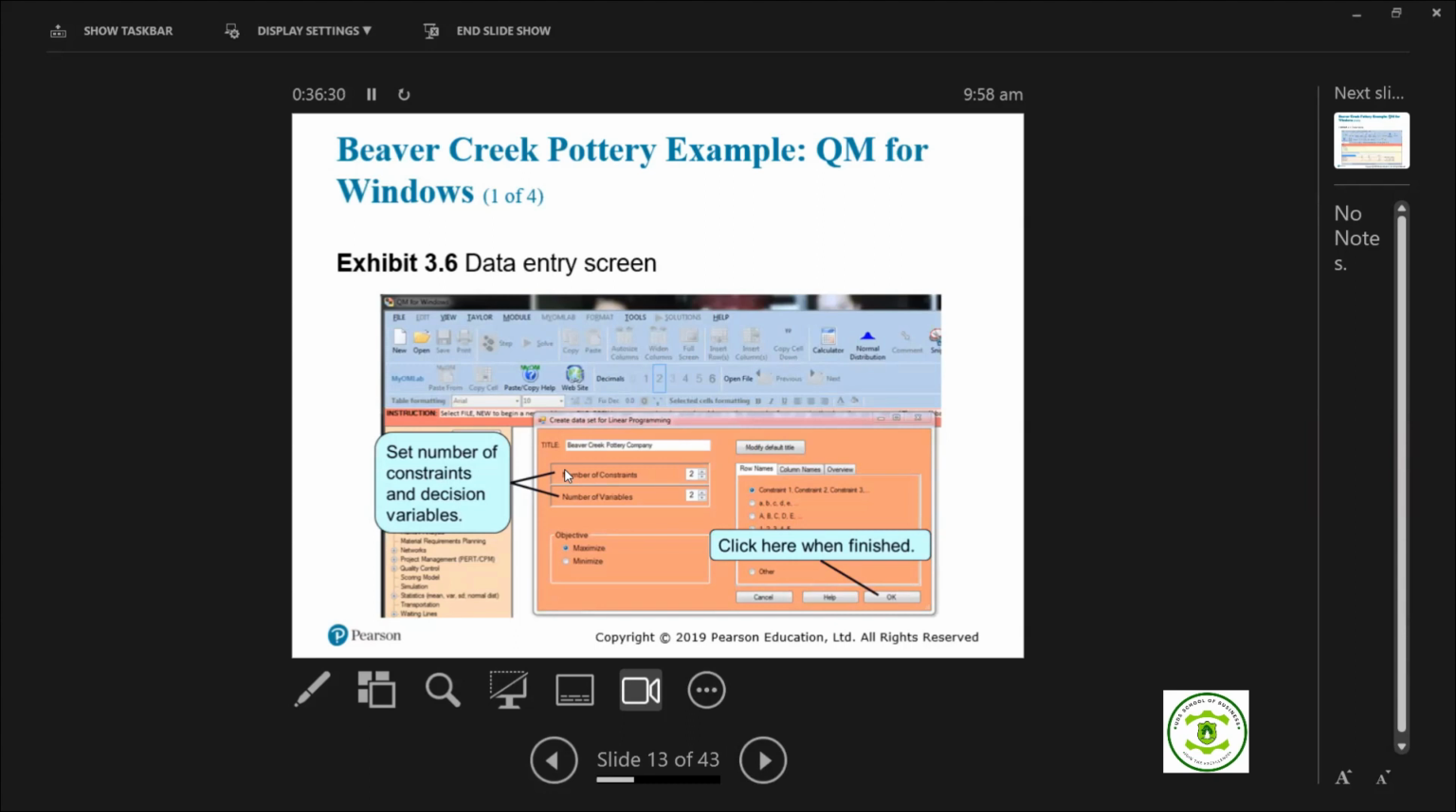Then you see number of constraints. If you click on the upper part, it will increase the constraints. If you click on the lower part, it will decrease it. The constraints should be 2, because we have our labor and clay constraints. Then the number of variables is 2. We are producing caps and max. So once you set this up, just click OK.